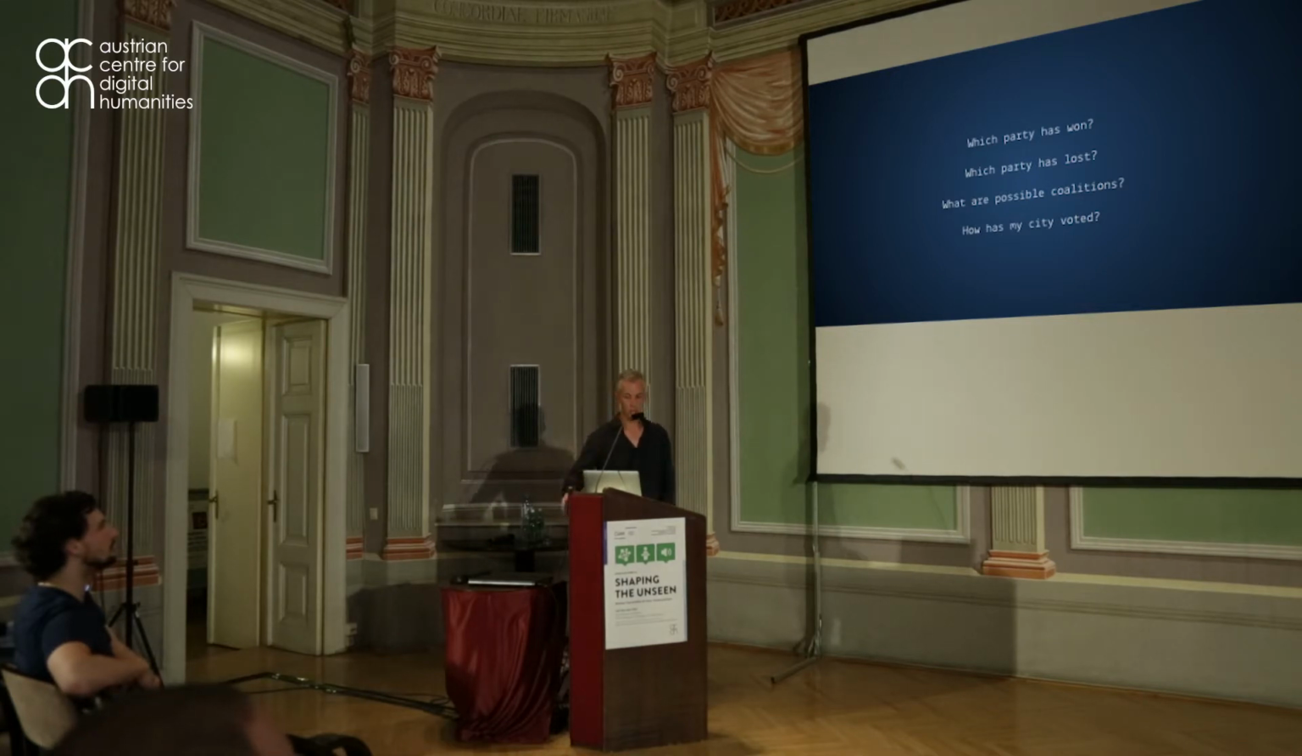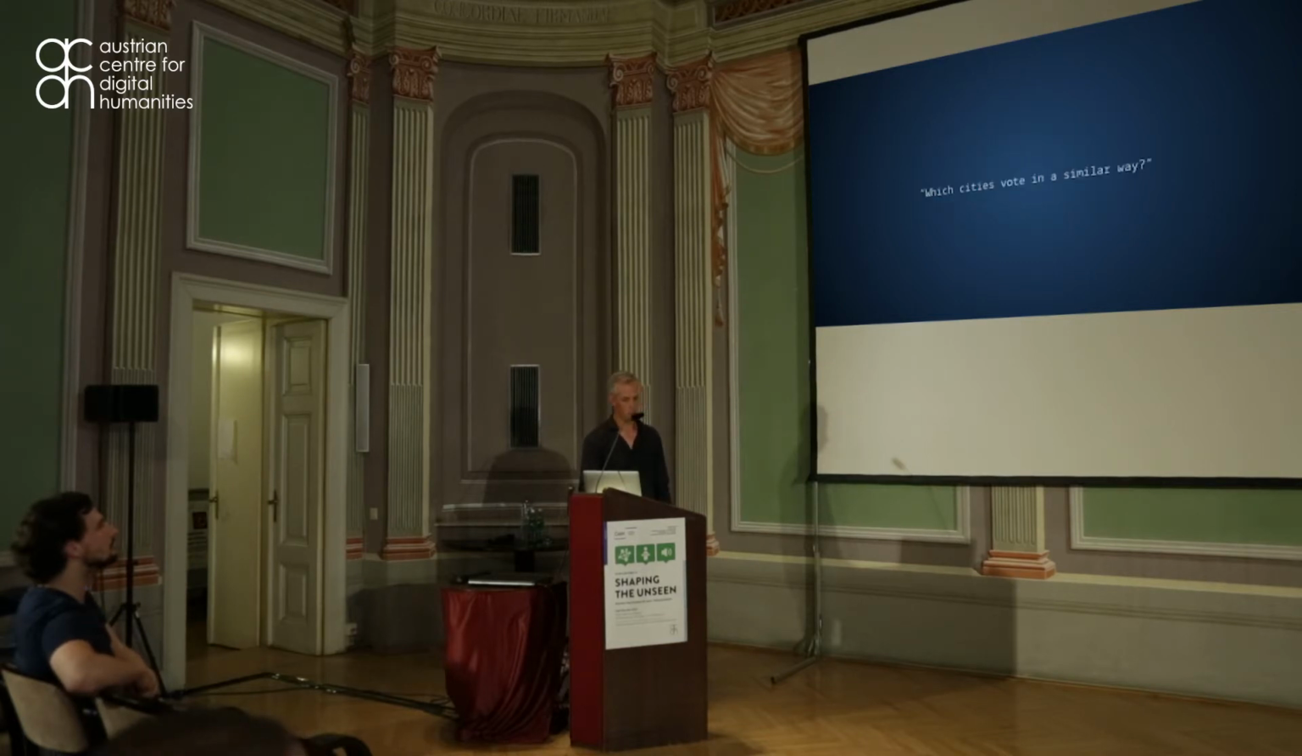So which party has won? We have lots of political parties in the Netherlands, so you always have to make coalitions. So these are all valid questions, nothing wrong with it. But sometimes you can also ask different questions. So I had a different question, and my question was, which cities vote in a similar way? And are there maybe some patterns to be found? That was something I was interested in exploring, so I scraped the data and started making my own visualization.